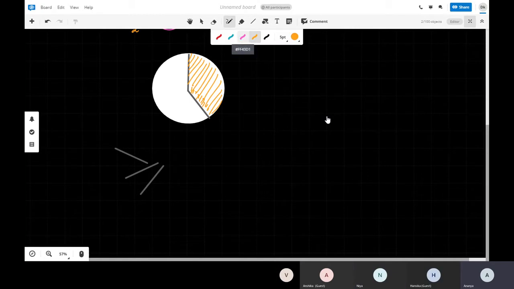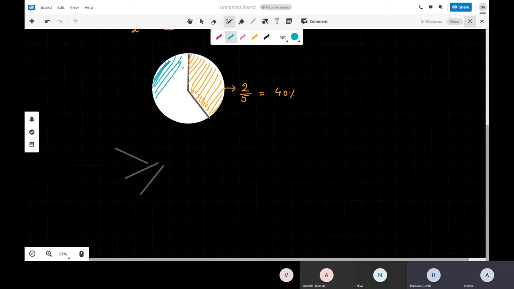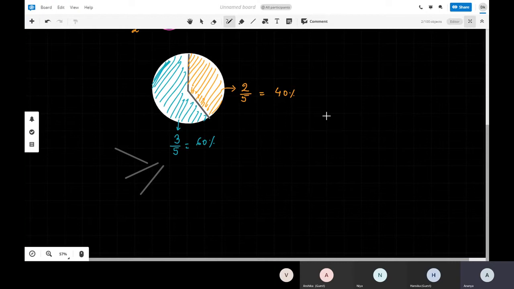So if this is 2/5, then what percentage would it be? 2/5 would be equal to 40%. 40%. Very good. Similarly, the other side, what portion is it? 3/5, and the percentage would be 60. Very good. 3/5, and the percentage would be 60. Great.